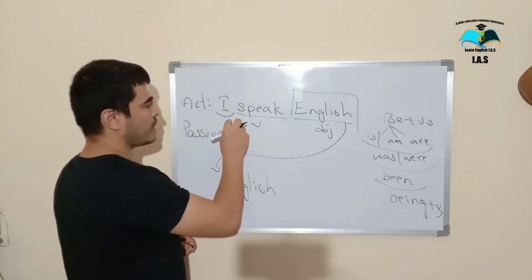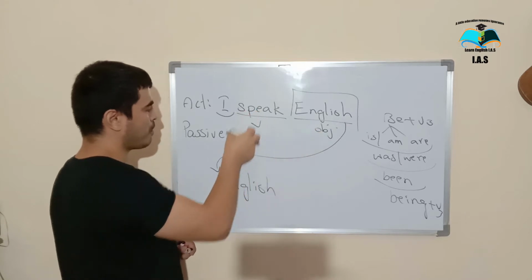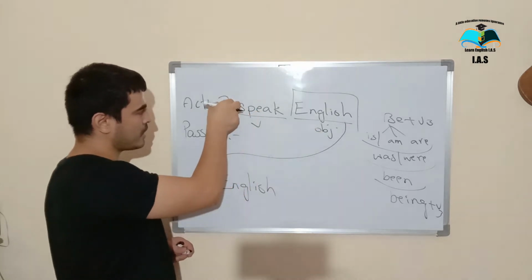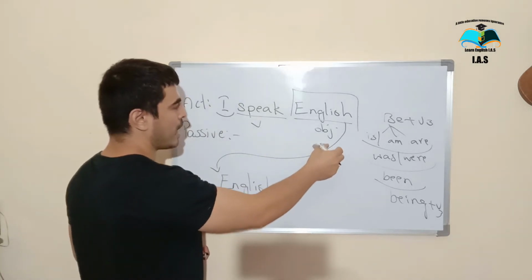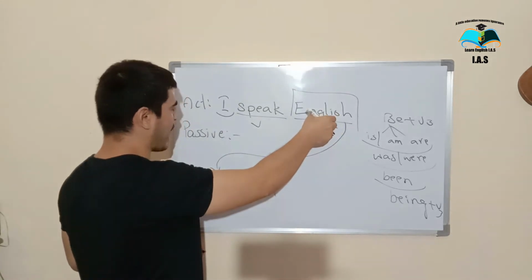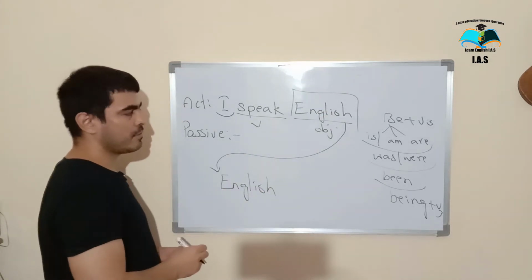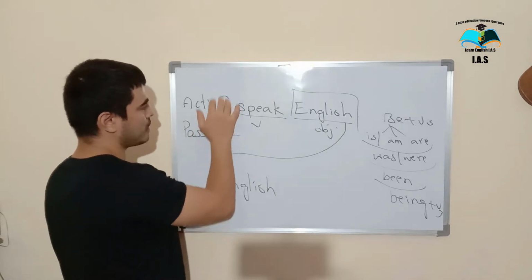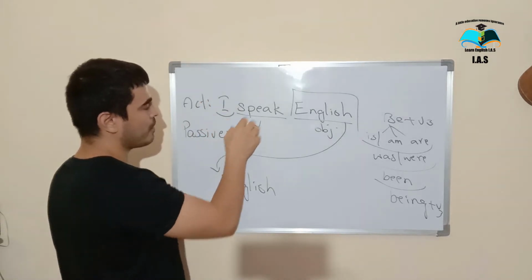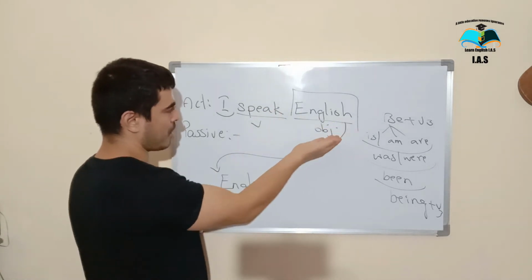The first rule is, if you want to change an active sentence to passive, the object of an active sentence becomes the subject of the passive sentence, and the subject goes to the object of the passive. Let's see here. Now this is the sentence, I is the subject, right? And here we have speak. Speak is the verb and English is the object.